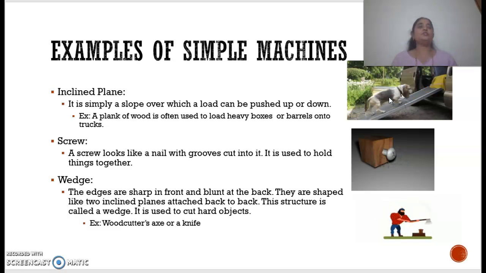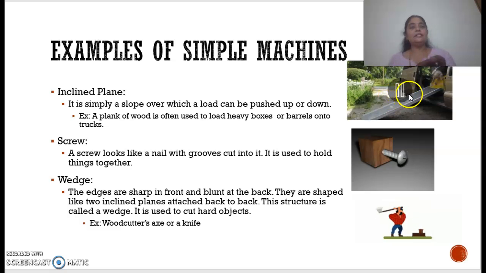So hope you understood the different types and examples of simple machines, and force and work. Next class we'll learn about energy. What are the different types of energy? So read the textbook and have a nice day.